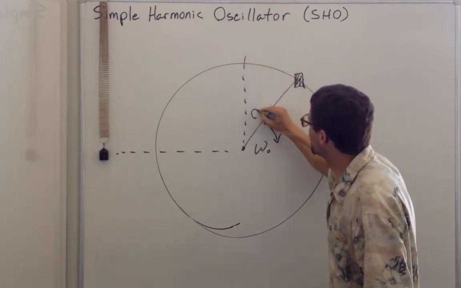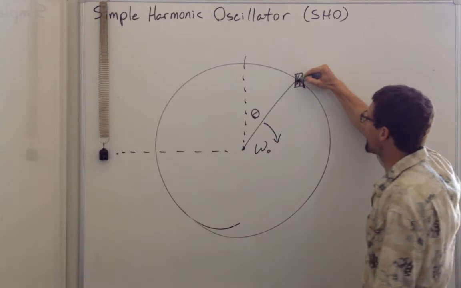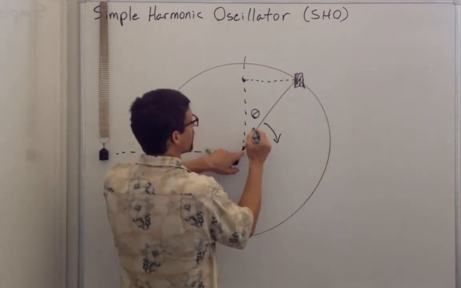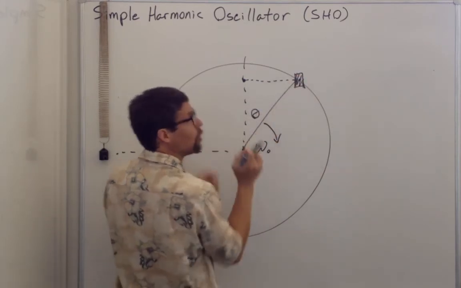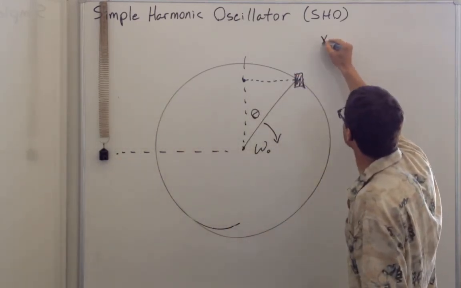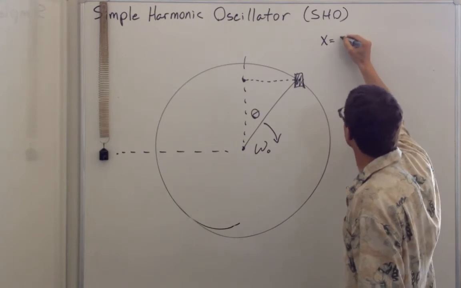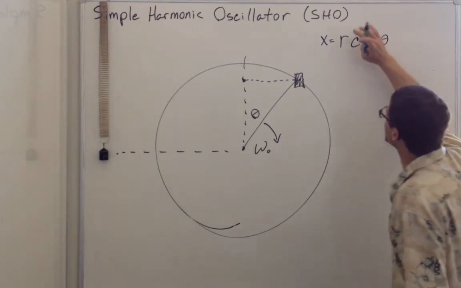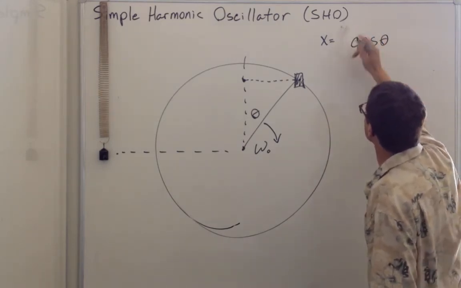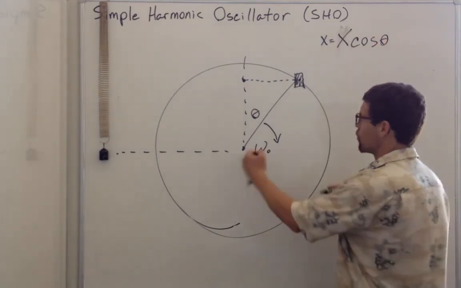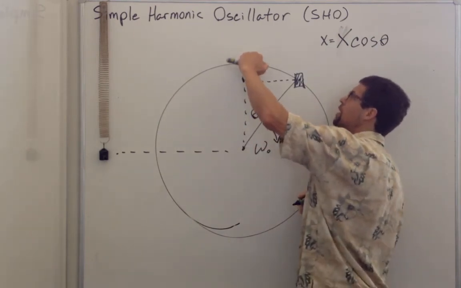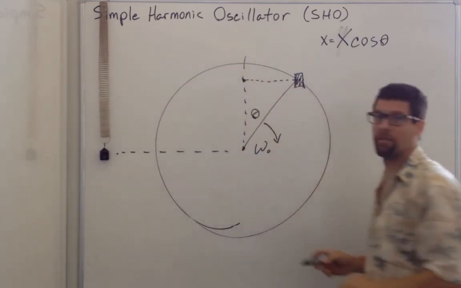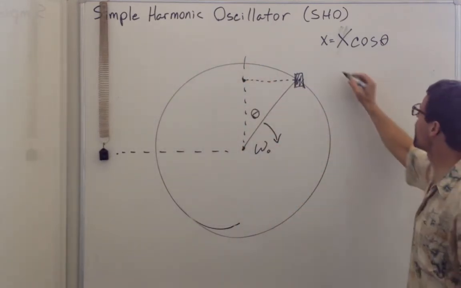Okay, let's take a look. We have some angle theta here. And what do we see? That height is equal to the radius times the cosine of theta. And so x is equal to radius times cosine of theta. But instead of radius, we're going to call this the amplitude, right? Because when this is all the way up, the amplitude of the oscillation is the same as the radius of the circle.